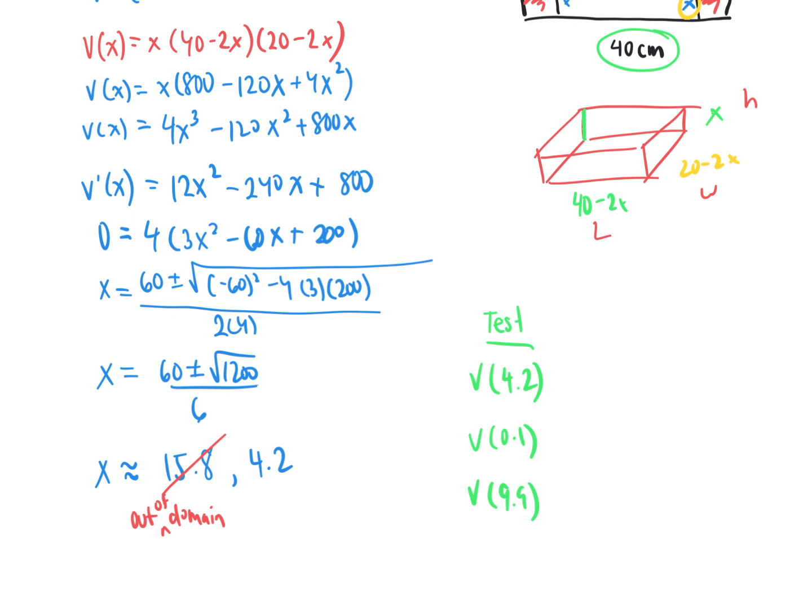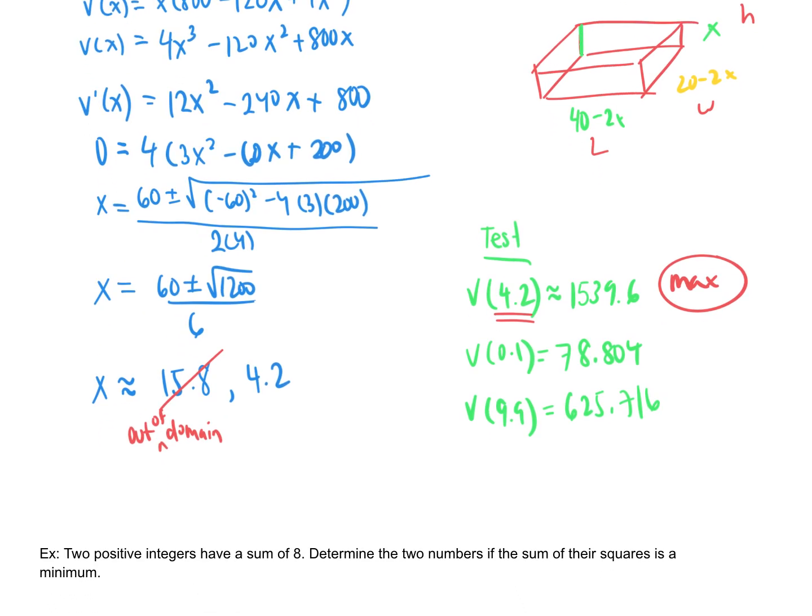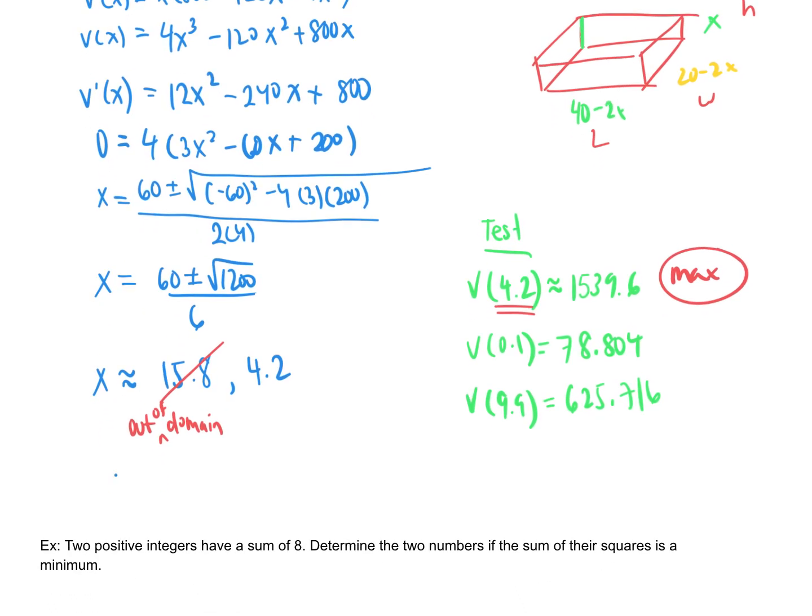So when I plug my 4.2 into my calculator, I will use the exact value instead of the rounded one, just to maintain some accuracy. When I sub in 4.2, I get approximately 1,539.6. If I sub in 0.1, I get 78.804, definitely not a maximum. And when I sub in 9.9, I get 625.716. So our maximum is definitely at the critical point. So now we know that the cut should be a 4.2 centimeter by 4.2 centimeter square. So let's write our therefore statement. Therefore, a 4.2 centimeter by 4.2 centimeter square cut will maximize the volume.